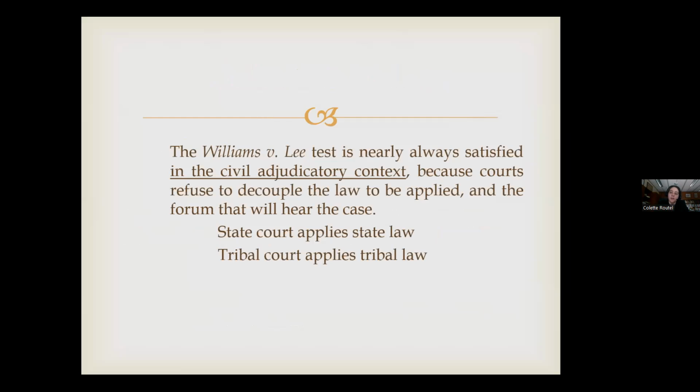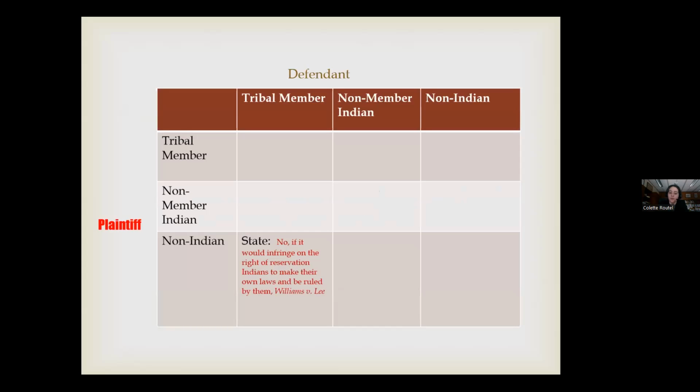But in Indian law, for whatever reason, state courts almost never apply tribal law. If the state court's going to hear it, they're going to apply state law. And it might just be because state courts aren't comfortable figuring out what tribal law is or interpreting tribal law. And so usually if you're going to say that state court is going to exercise jurisdiction, it would displace tribal law. And that's why the Supreme Court said in Williams versus Lee, no, basically. In the civil adjudicatory context, if a non-Indian is suing a tribal member, the state is usually not going to have jurisdiction because it would interfere with the right of the tribe to make their own laws and for tribal members to be governed by them.